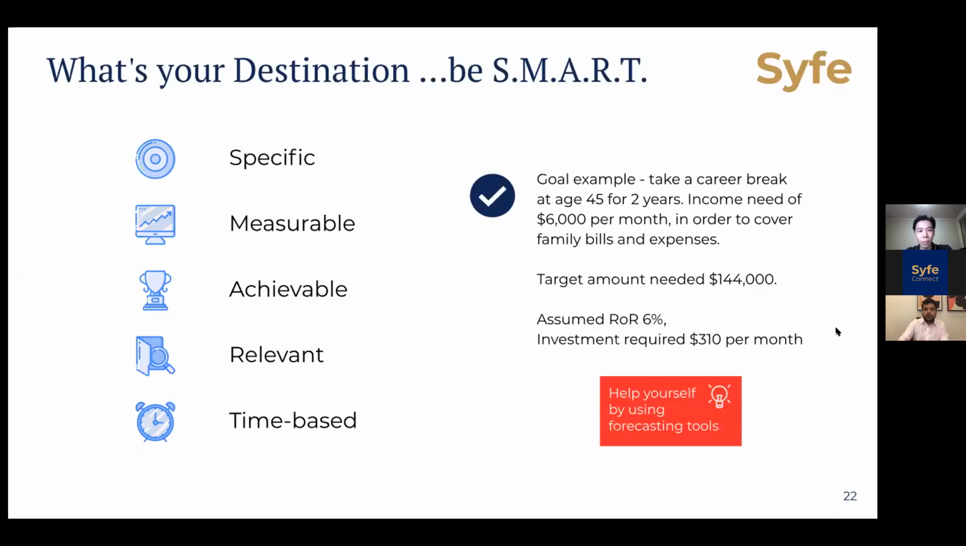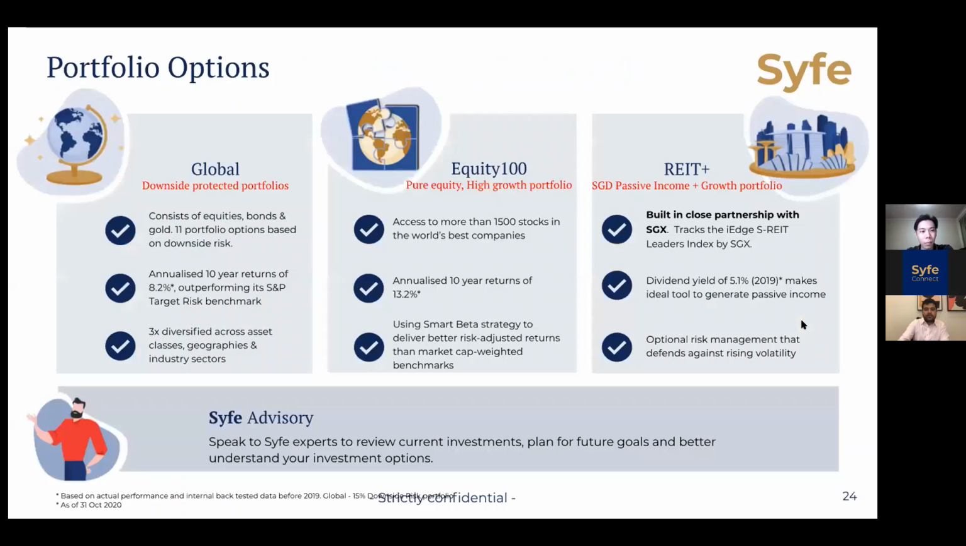Right. So the next one is how can Syfe help. I think some of you already know about our portfolios, but for those who are new to us, essentially we have three main portfolios. The first one is the global portfolio. This is across equities, bonds, and gold. It has downside risk protection. The goal is to manage the risk of your portfolio. Traditionally, you can see the returns of the last 10 years, the average return is roughly about 8%. And this is very well diversified, across asset classes, across geography, across industry sector. Now, our more recent launch was Equity 100 in the middle. This is pure equity. This is completely focused on high growth companies.